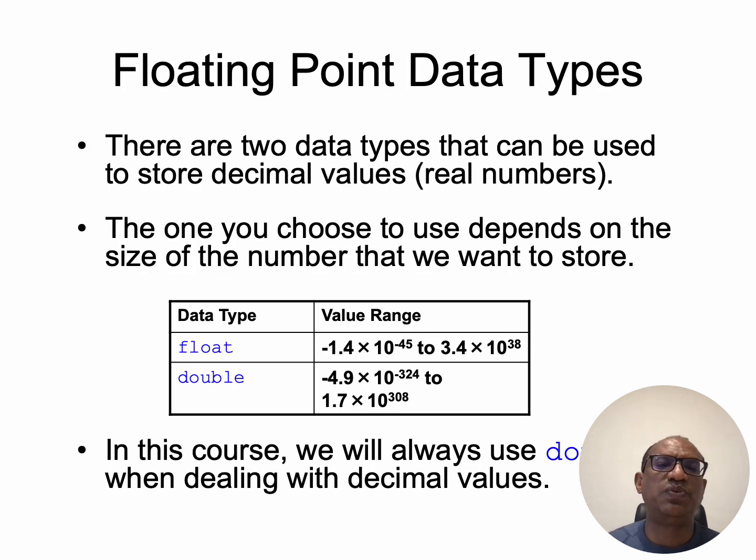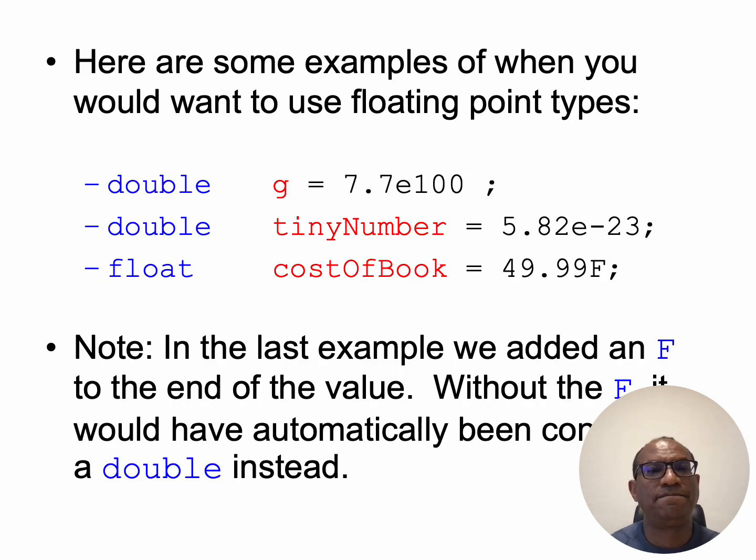For decimal numbers, we use float or double. Float has less precision and smaller size compared to double. And double has higher precision and is the default choice in Java. Example usage: double g 7.7 times 10 to the power of 100. float costOfBook 49.99f. The f at the end ensures the value is stored as float, not as double.